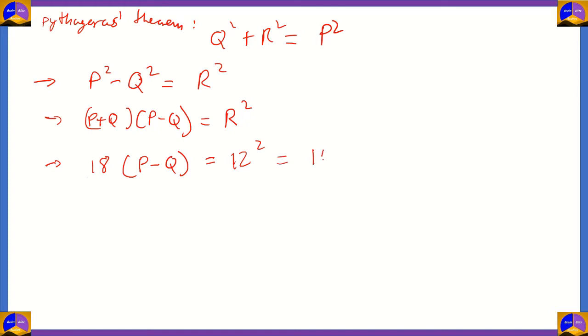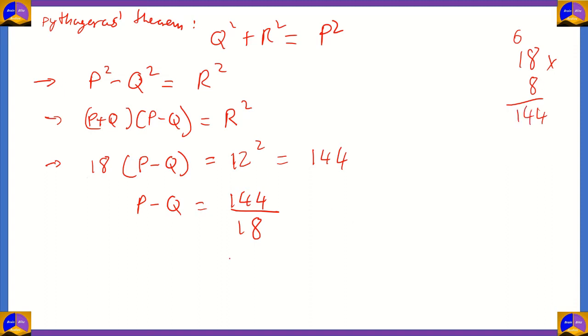12 times 12 is 144. So therefore the value of P minus Q will be 144 divided by 18. So you know 8 times 8 is 64, so we'll just multiply 18 times 8. So 8 times 8 is 64, 6 goes there, 1 times 8 is 8, 8 plus 6 is 14. So therefore the value of P minus Q is equal to 8.